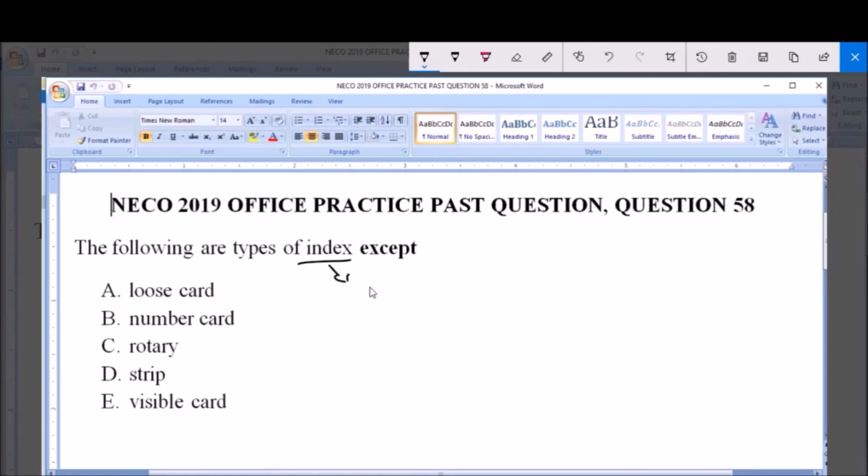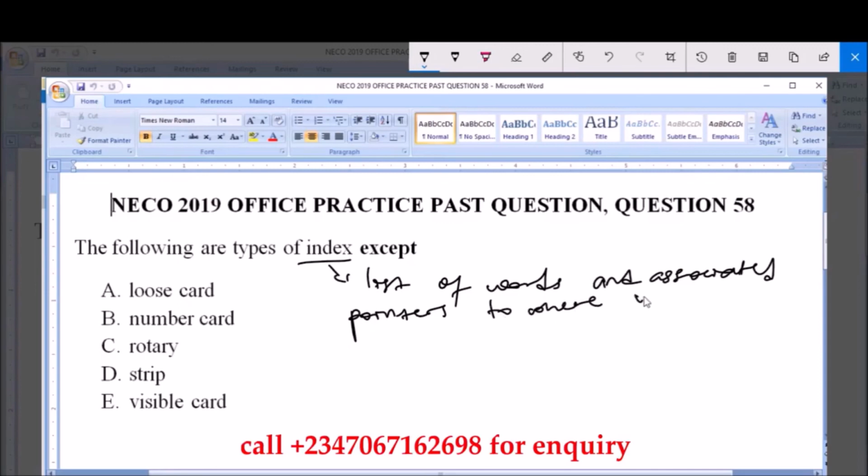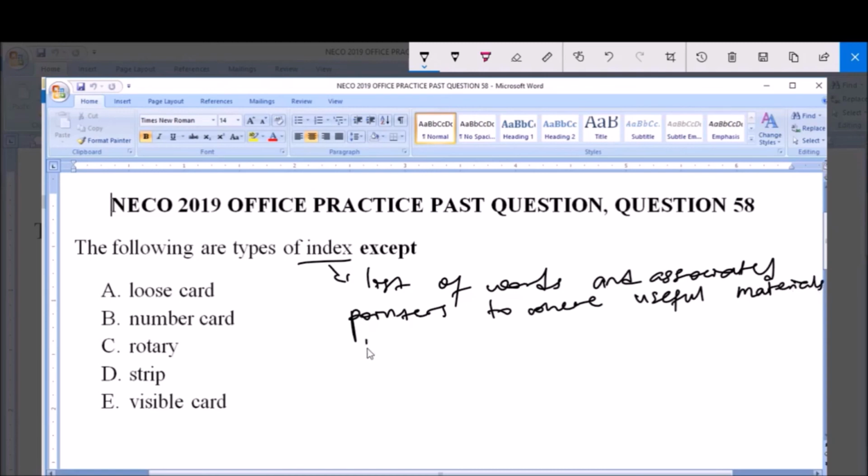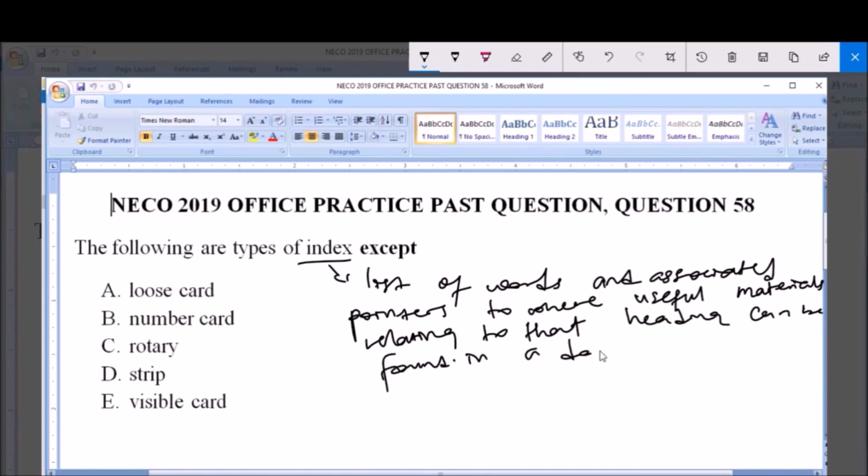Now an index simply means a list of words and associated pointers to where useful materials relating to that heading can be found in a document. Now we have various types of index in a document.